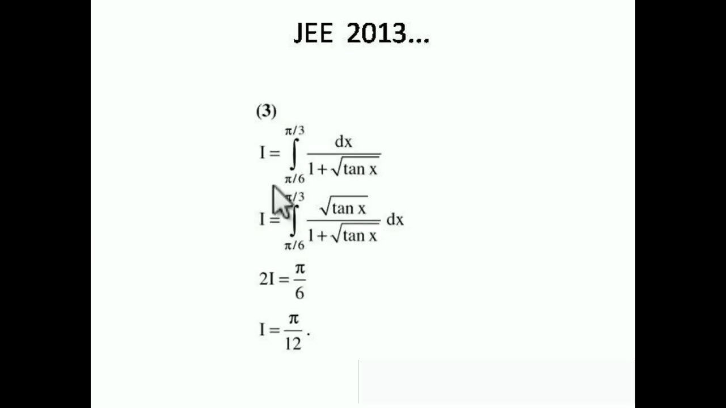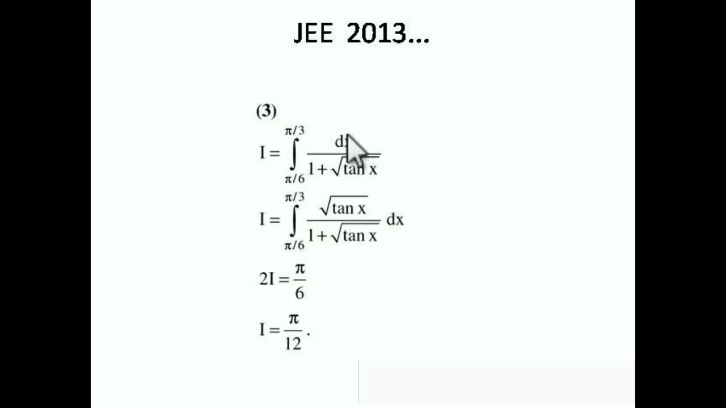So we take I is equal to integration of pi by 6 to pi by 3 dx upon 1 plus root of tan x. Now what is the formula? The formula is upper limit plus lower limit minus x. So put here upper limit plus lower limit minus x. So pi by 3 plus pi by 6 minus x is pi by 2 minus x, and tan of pi by 2 minus x is equal to cot x.